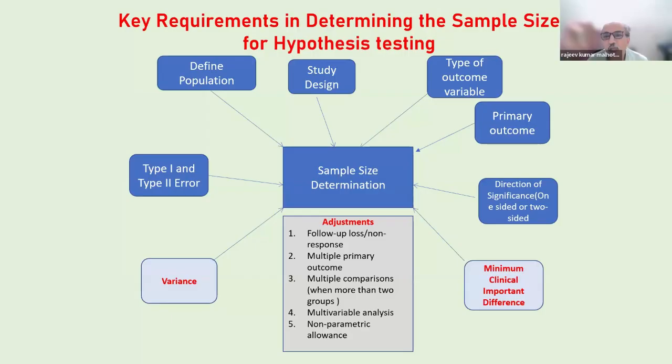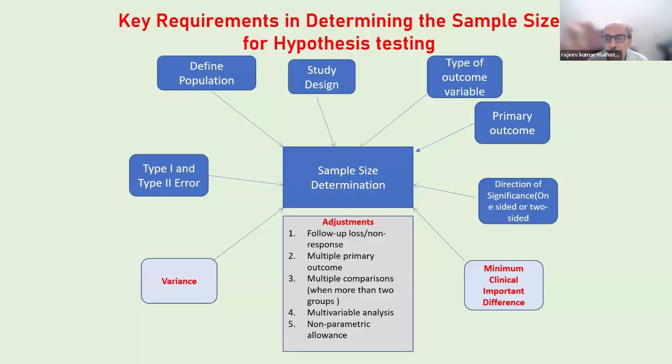Then you have to decide what your primary outcome is. The primary outcome is what you are going to estimate, whether you are comparing the two drug effects, comparing the correlation, or finding out the efficacy of this. Then, what is the type of outcome variable? When you decide your primary outcome, you decide whether your outcome is continuous or categorical. That depends on your primary outcome.